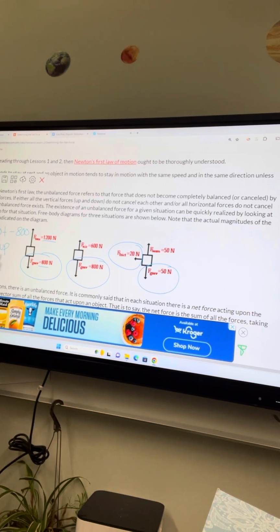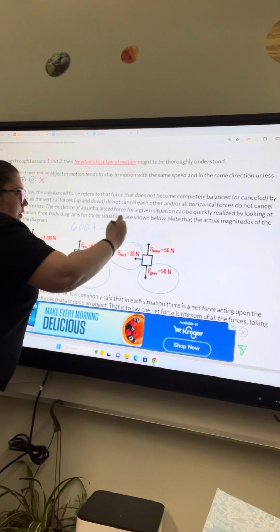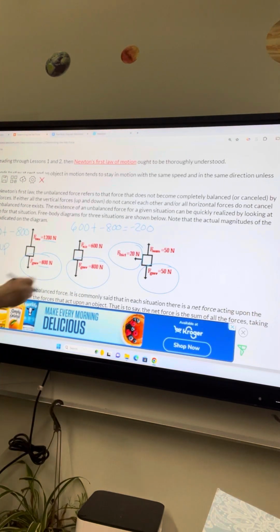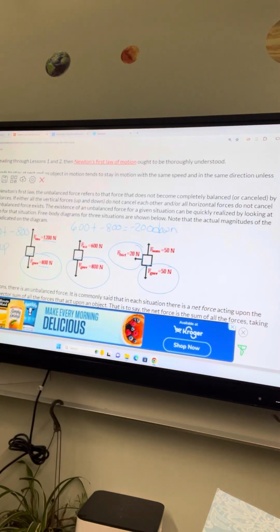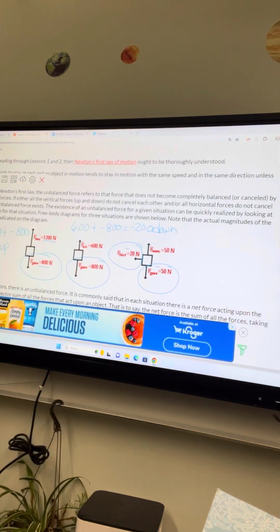What about the second one? Negative 200. Good. So you'd have 600 plus negative 800. So we would have negative 200. Which direction? Down. Good. All right. Now on this one, you see how it goes, right? So we've got a negative here. We've got a negative here. Okay. So let me erase that real quick so it doesn't get confused.